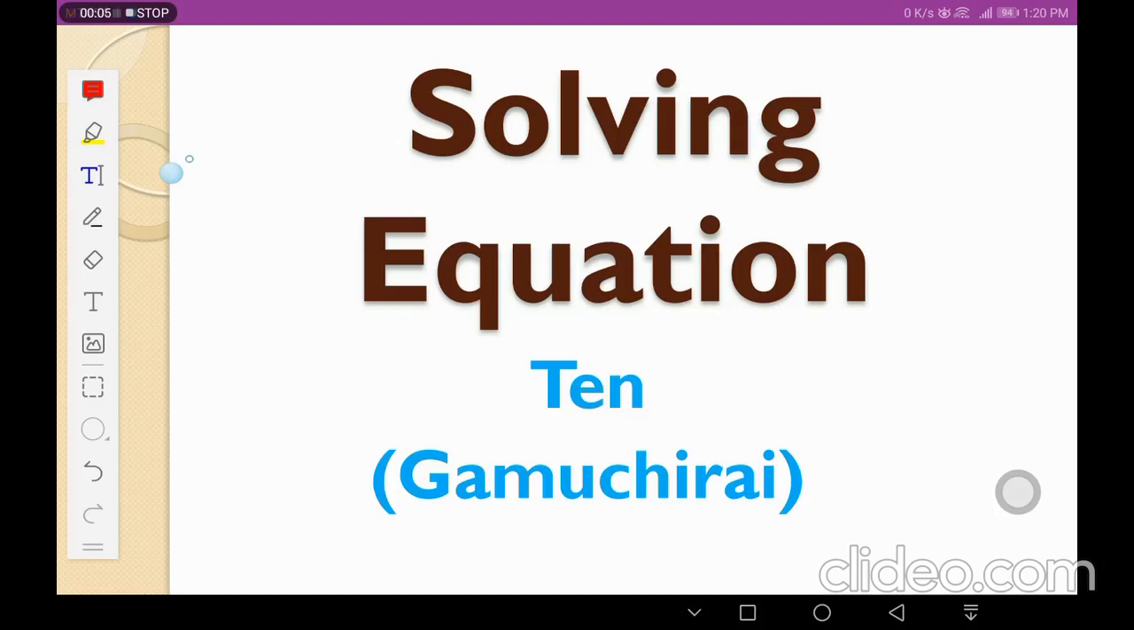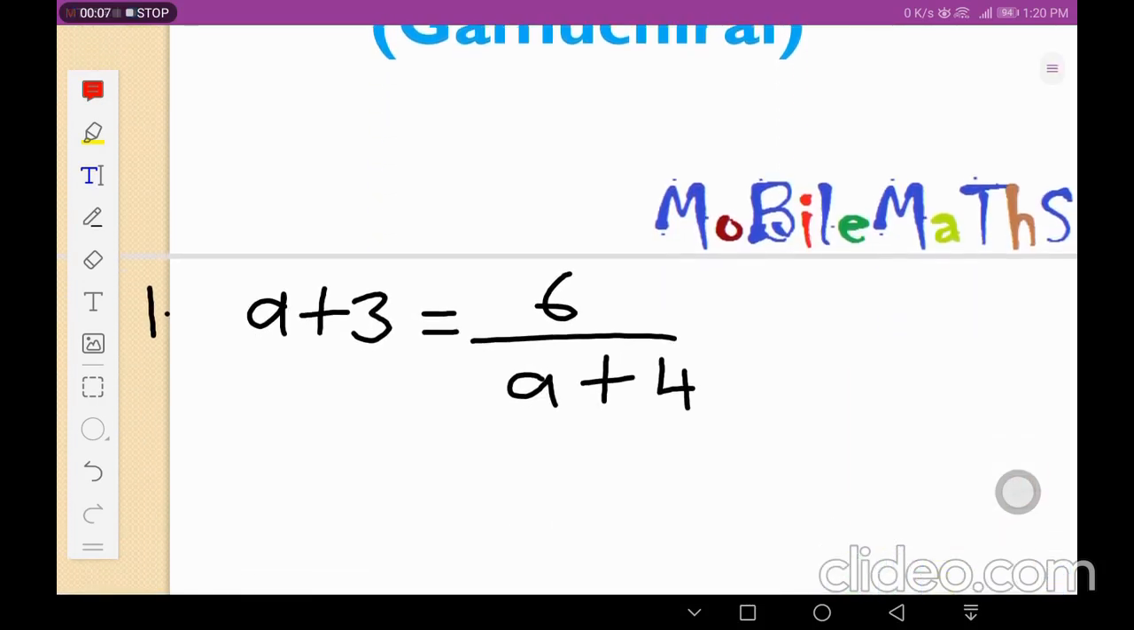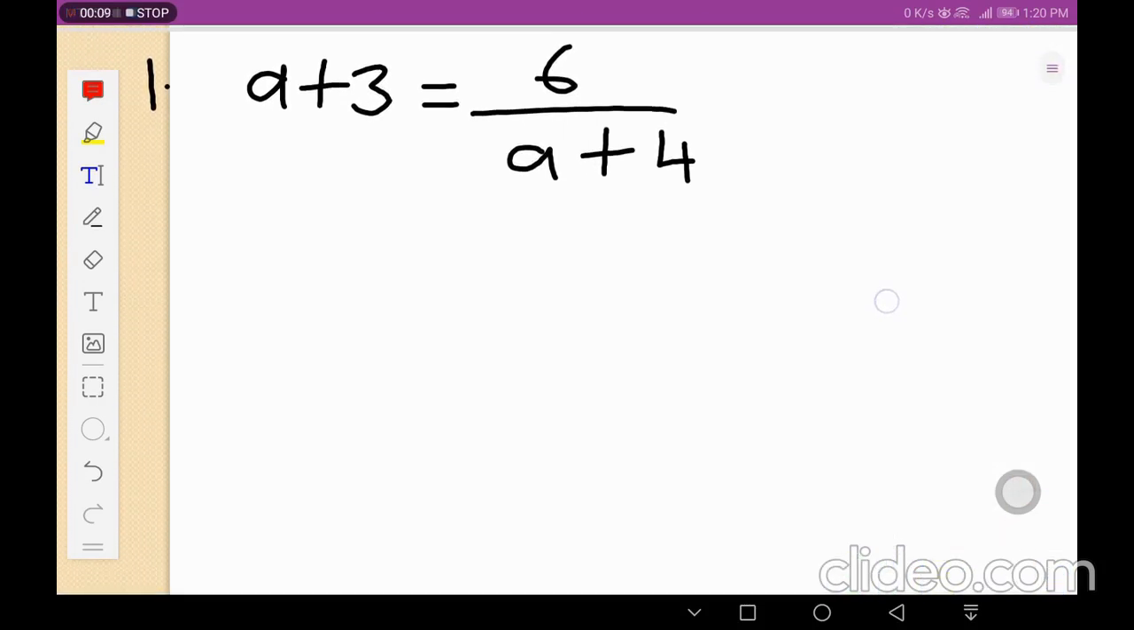Today I want us to look at solving equations. Here we are solving quadratic equations, and I'm going to be using two methods here.